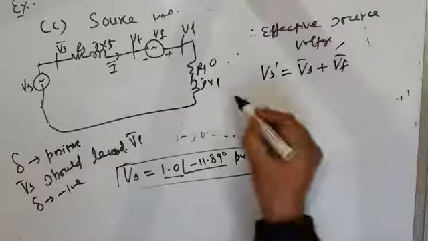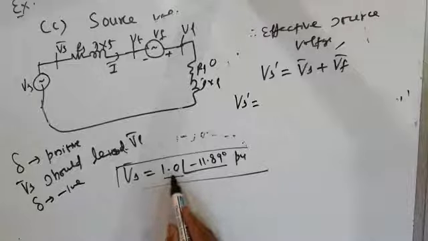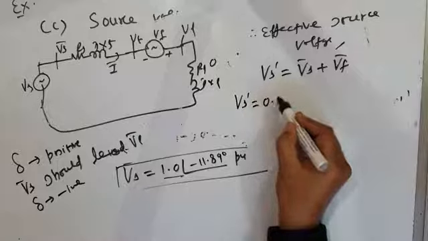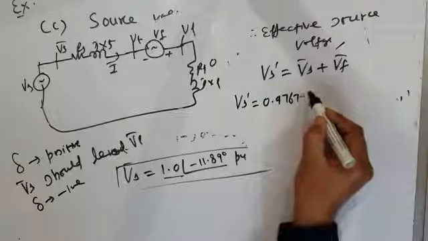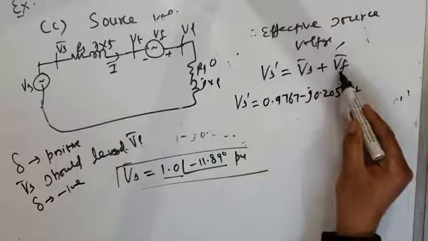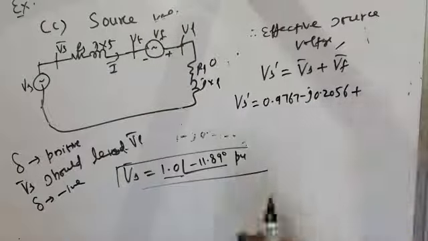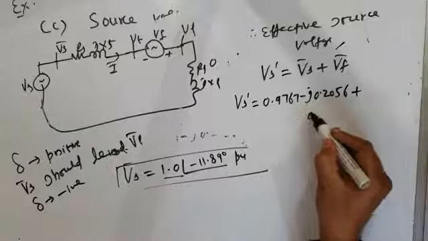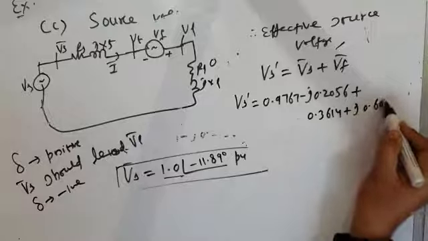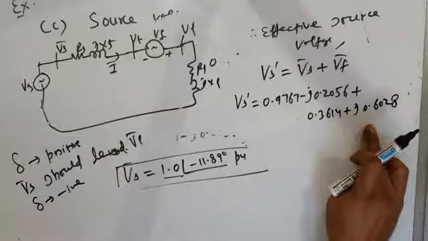Okay, and Vs dash is equal to Vs, अभी थोड़ी देर पहले आपने निकाला, 1 at an angle of -11.89 degrees per unit, और वो रेक्टेंगुलर कोऑर्डिनेट्स में 0.9767 minus j 0.2056 के बराबर था, plus what is the injected voltage or compensation voltage injected by compensator by DVR, वो भी हमने निकाली थी, वो 0.3614 plus j 0.6028. We have already calculated this DVR injected voltage. I'm just substituting the values.